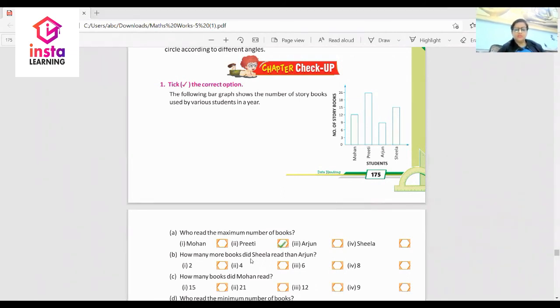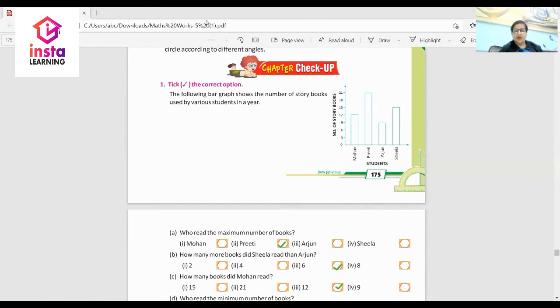How many more books did Sheila read than Arjun? So what you are going to do is take Sheila and Arjun. Sheila has read 15 and Arjun has read 9. So how many more? It is 15 minus 9, which is 6. Okay, now how many books did Mohan read? Mohan read 12 books.